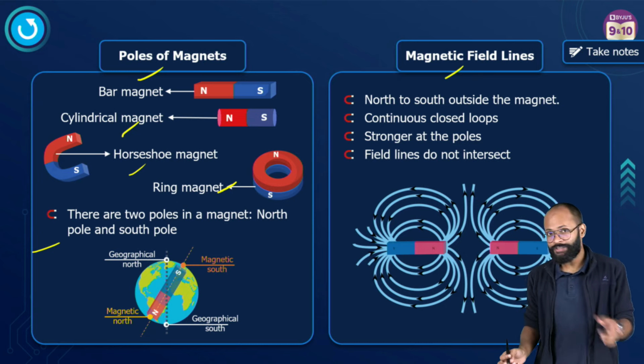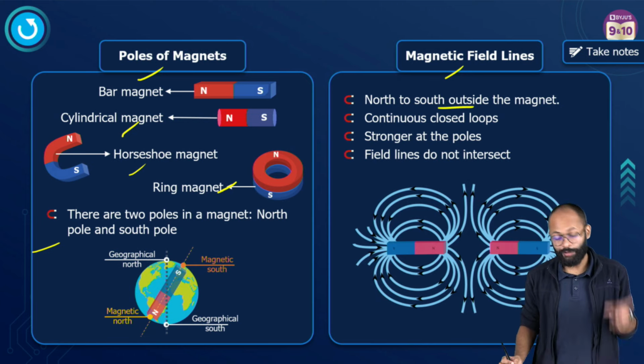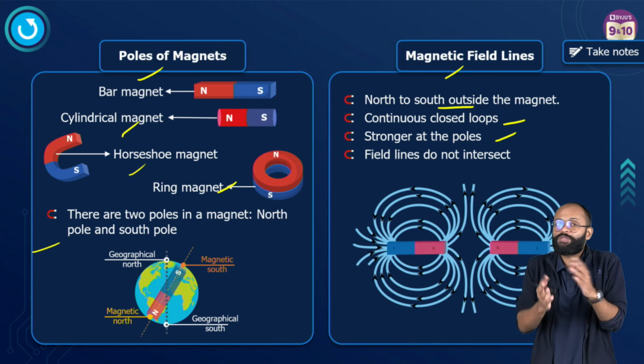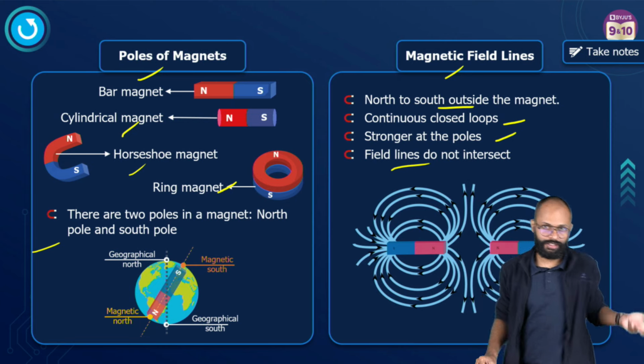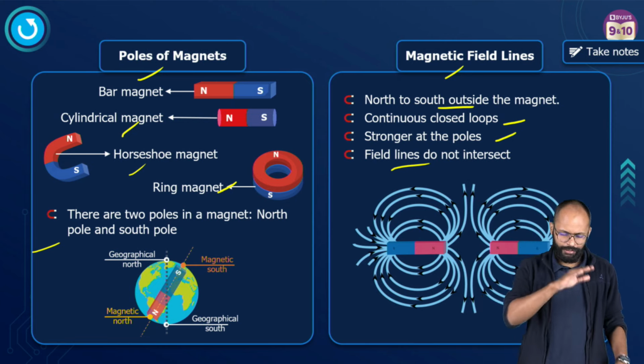Fine. Properties of magnetic field lines. North to south outside the magnet. They are continuous closed loops. They are stronger at the poles, and that's why magnetic field lines are close to each other at the poles. The field lines do not intersect. We understand why, right? This is enough.